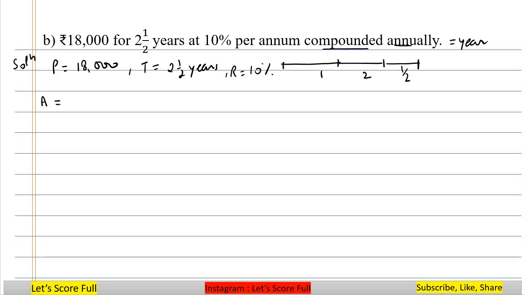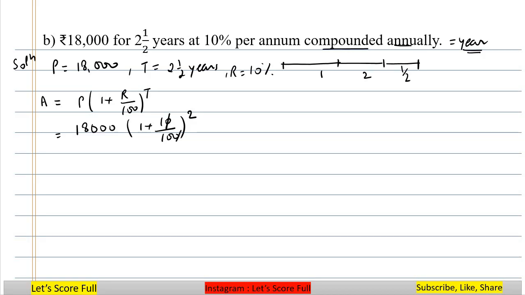So the formula of amount is principal times (1 plus r by 100) raised to time. Here principal is 18,000, then rate of interest is 10. As I said, it is only for the whole compounding period. Compound period is annually, meaning year. I have 2 whole years, so I'll put 2 over here, because for half year there is another method. I'll explain it clearly. First we have to calculate the amount for the whole year.